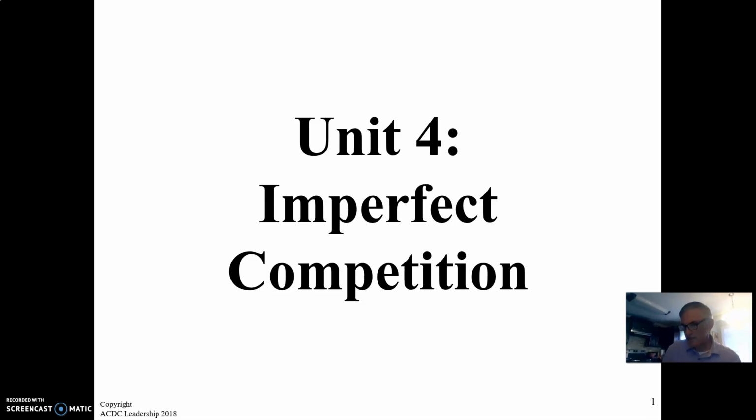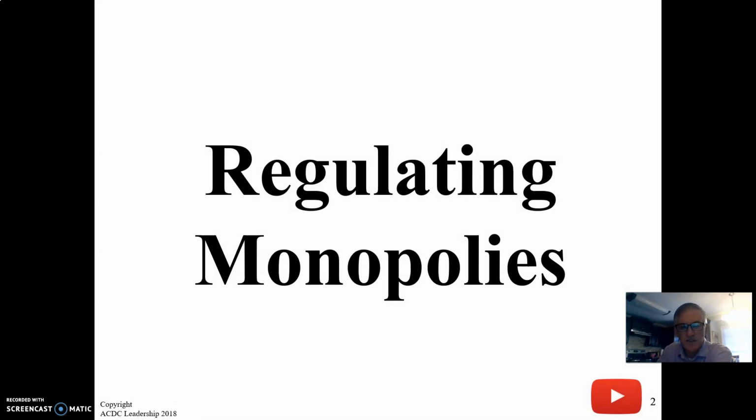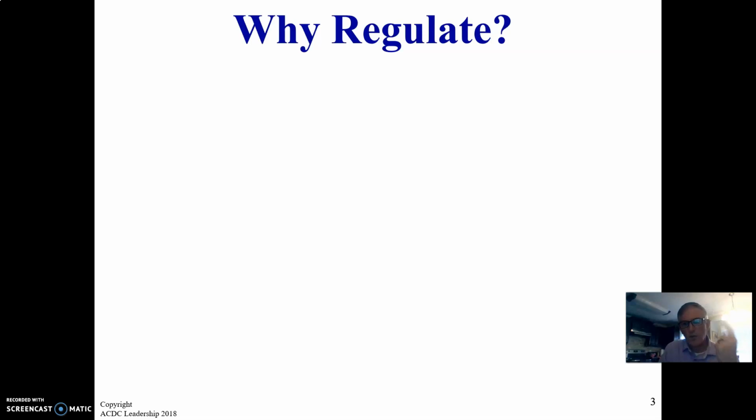Here we go. Second part of Unit 4. We're going to look at regulating the monopolies that we introduced in 4.1. So, good news is no new graphs, not many new rules, a couple things we're going to look at, but we're just kind of continuing on with the monopolies. So, let's talk about why we would want to regulate.